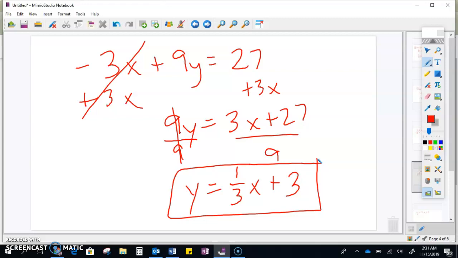Now, if you're using a calculator to do 3 divided by 9, that's fine, but I would strongly suggest that you leave this in the form of a fraction. And the reason for that is that it's going to help us tremendously when we go to graphing. So don't change that to a decimal, leave it as a fraction.